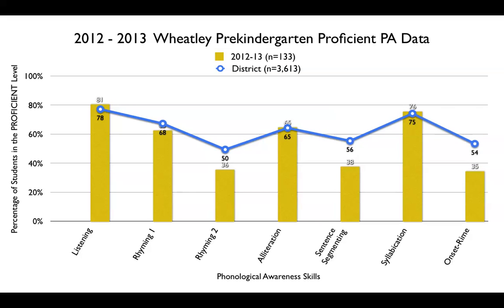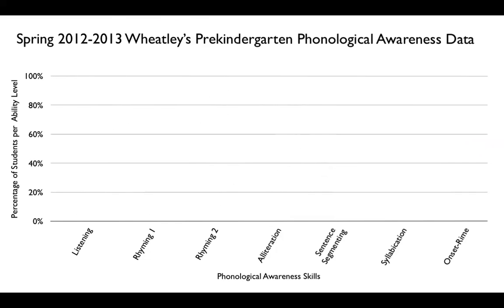It appears that our students are behind in 4 out of 7 components. Let's identify which components these are. Rhyming 1, rhyming 2, sentence segmenting, and onset rhyme. Now that we have seen how we fared, let's dig deeper and look at each proficiency level. By looking at it this way, we can see how many of our students performed at the emerging, in progress, and proficient level.